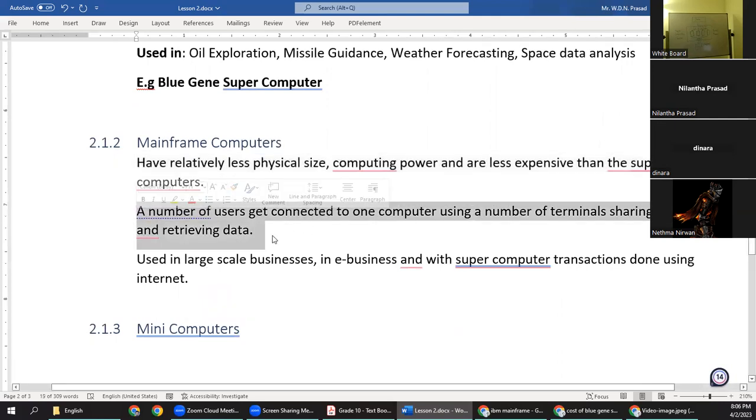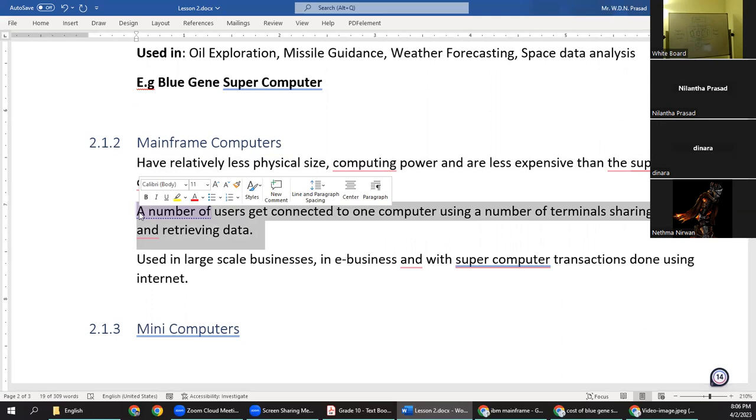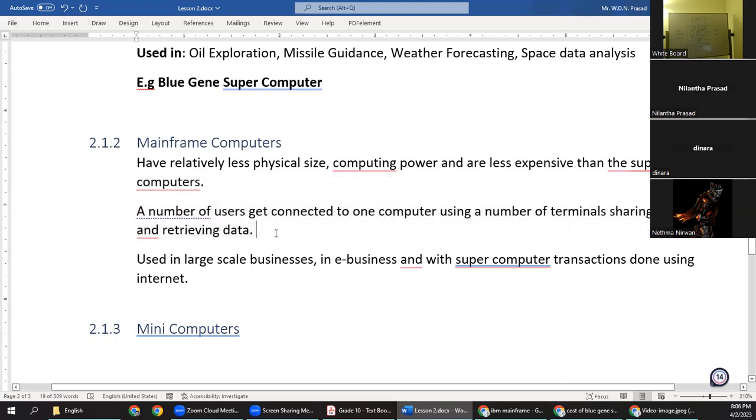So this was the methodology that these mainframes were used earlier. Number of users get connected to one computer using a number of terminals, sharing, saving, and retrieving data.